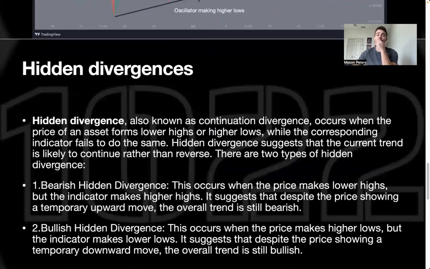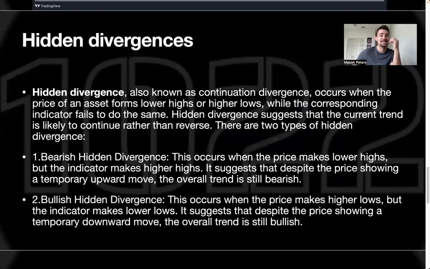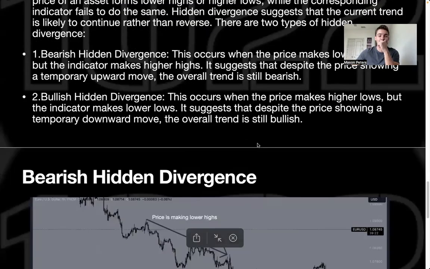Hidden divergences. Now we're going to talk about the second one, which is hidden divergences, right? We had regular, now we have hidden. Hidden divergence, also known as continuation divergence, occurs when the price of an asset forms lower highs or higher lows, while the corresponding indicator fails to do the same. Hidden divergence suggests that the current trend is likely to continue, not reverse. So let's look at the two types of hidden divergence.